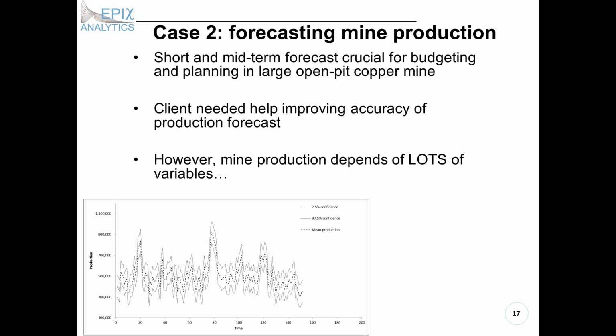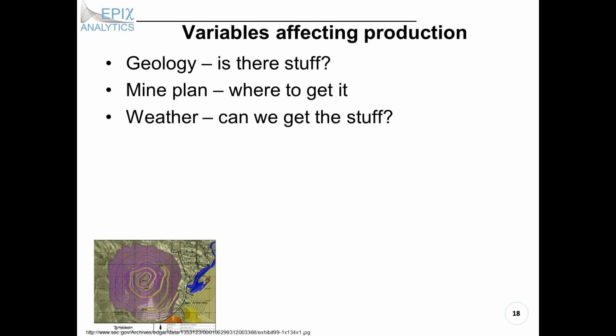But the idea was to be able to provide a forecast that will provide not only what we expect, which is that dotted line here in the middle, the mean production, but also confidence bands. So in this case, the difference between the 97.5% and the 2.5% confidence will be what we call the 95% confidence interval. So what variables affect production in a mine?